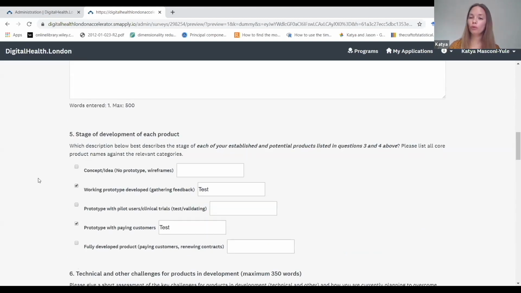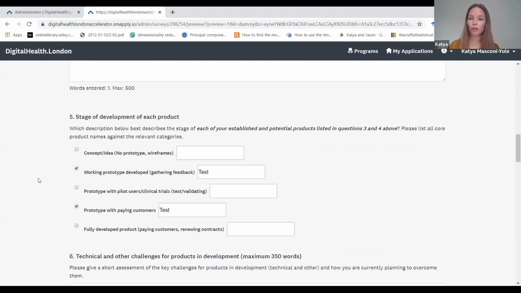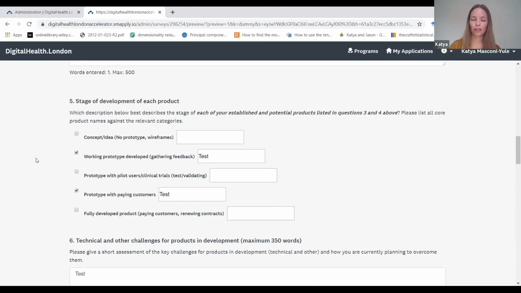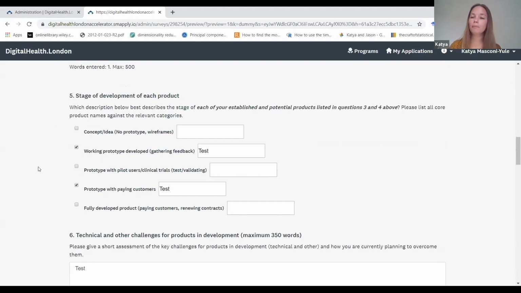Question 5 is important for information that you've given in both question 3 and question 4. What we would like to see in this section is ticking as many boxes as you'd like in the stage of development for each of these products. So for your established product, you'd be ticking whether it be a prototype or a fully developed product, and then detailing what the name of that product is in the box on the right. For any potential products that are still in development, you might be ticking the working prototype or the prototype with a number of pilot users, and again, detailing the name of what that product is. Please give as much information and tick as many boxes, listing as many names of the products as you feel important.